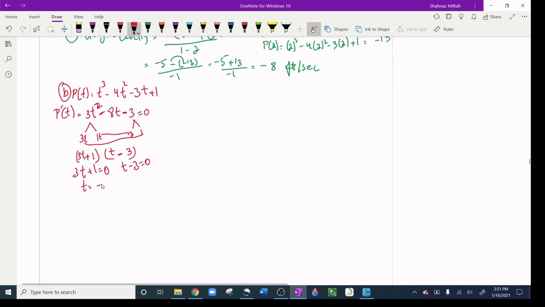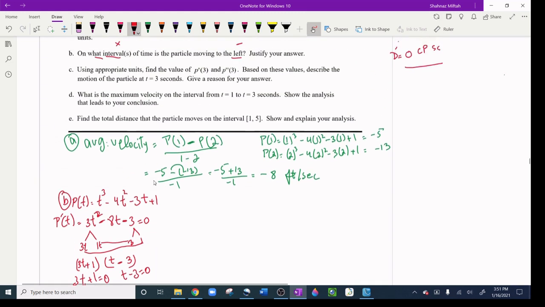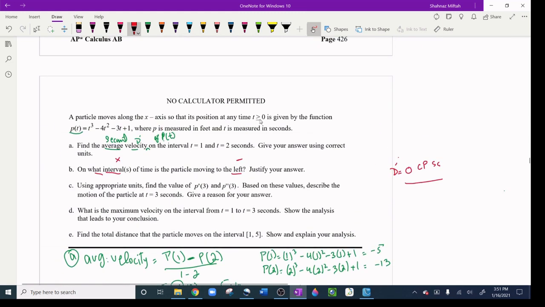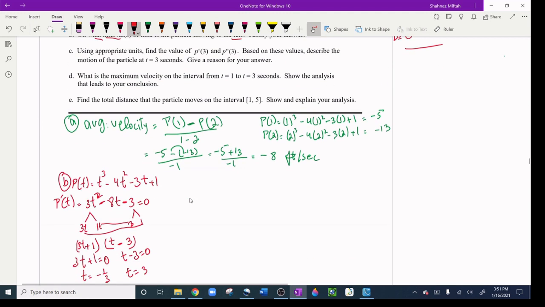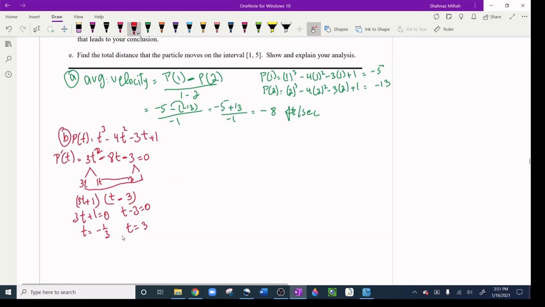This one is t equal negative 1/3 and this one is t equal 3. Now we have to check which critical point we need, because they said t has to be greater than or equal to 0, which means it's positive, not negative. So the negative one, we are not using it. We're going to only make a sign chart for 3.